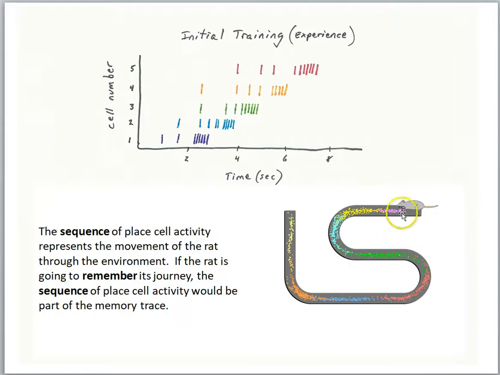Now let's suppose that this rat was moving through its environment and then got a reward. It might want to remember the journey that it just took. So the sequence of place cell activity represents the movement of the rat through the environment. And if the rat is going to remember its journey, the sequence of place cell activity would be part of that memory trace.